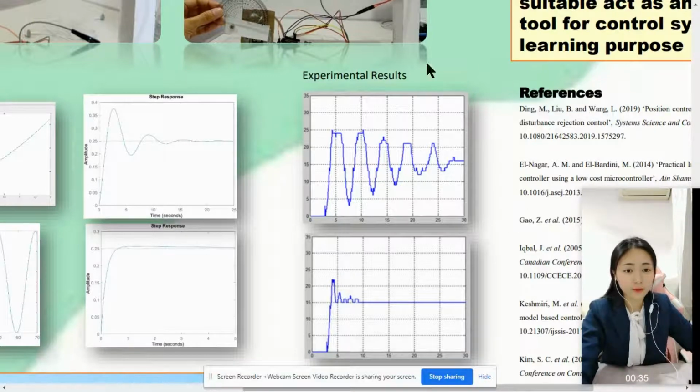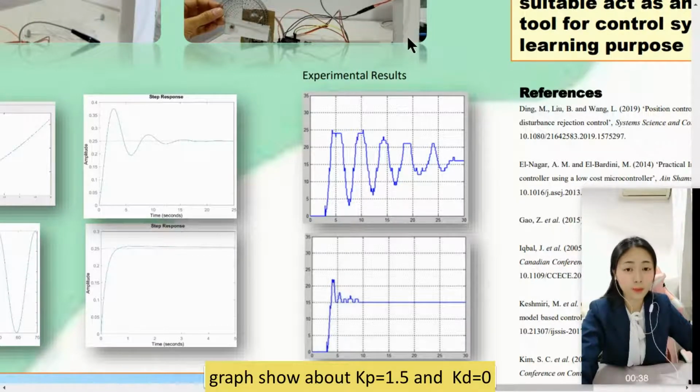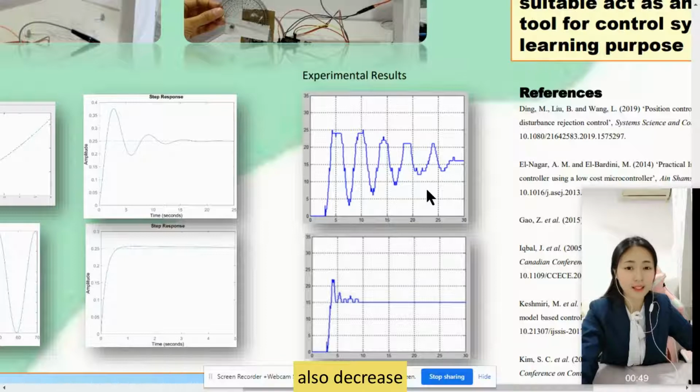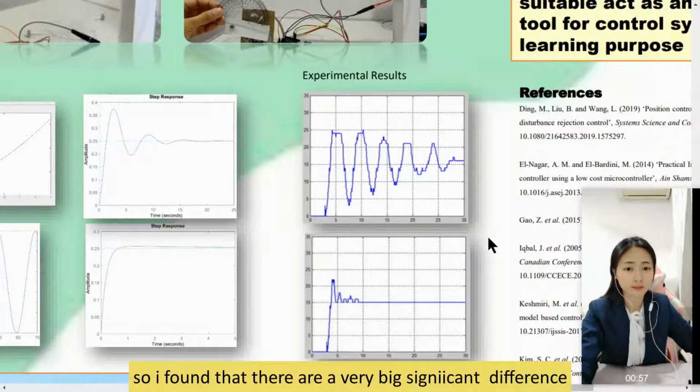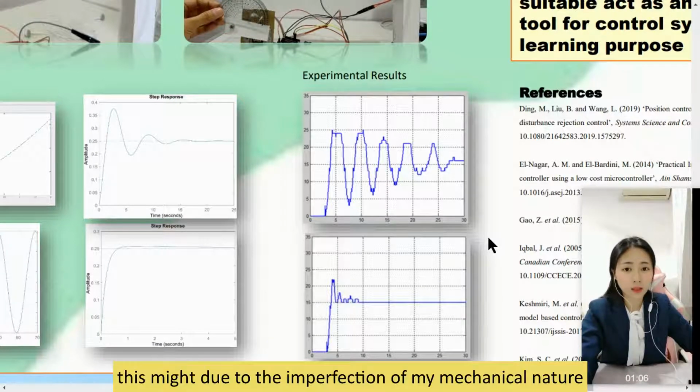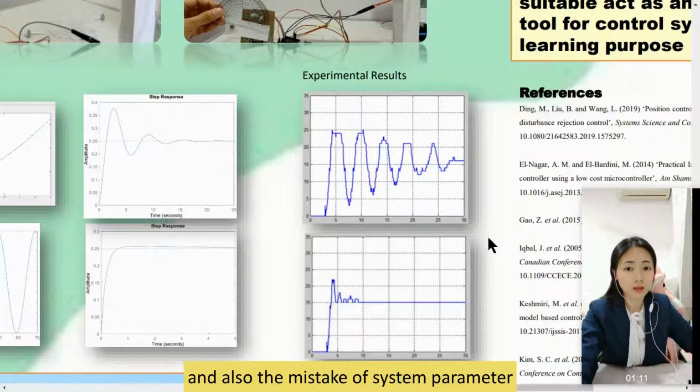The first graph shows Kp equal to 1.5 and Kd equal to 0. It has a very high steady state error and long adjustment period. After I add the integral part to the system, the overshoot decreased and the settling time also decreased. So I found that there is a very significant difference between my simulation result and my experimental result. This might be due to the imperfection of my mechanical nature and also a mistake in my system parameters.